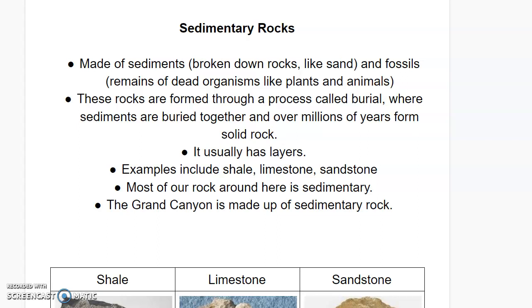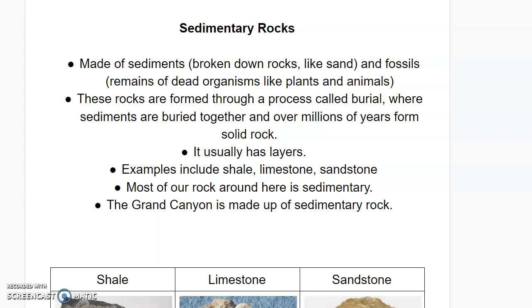Today's video is all about sedimentary rocks. So sedimentary rocks, these are the big important things I want you to understand about them. They are made of sediments. Sediments literally means pieces of earth, broken down rocks, sand, fossils, just any piece of earth. Okay, so soil would be included in that as well.